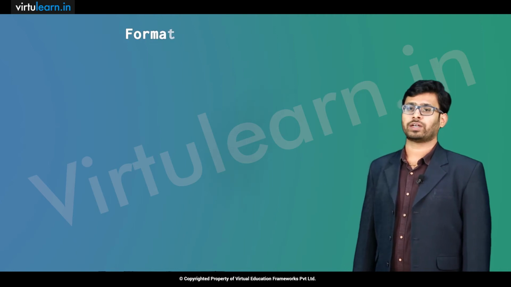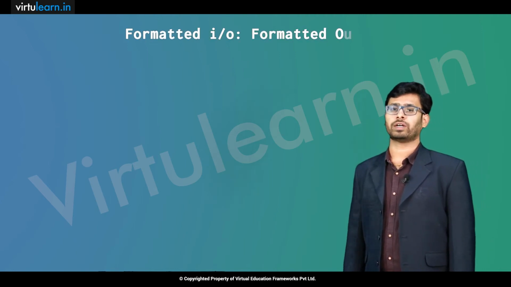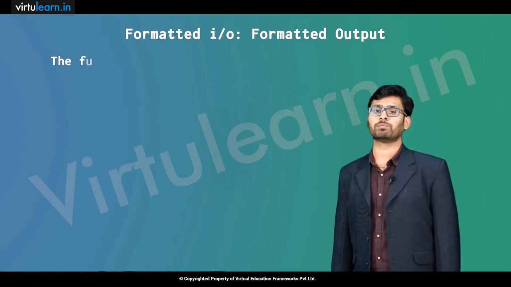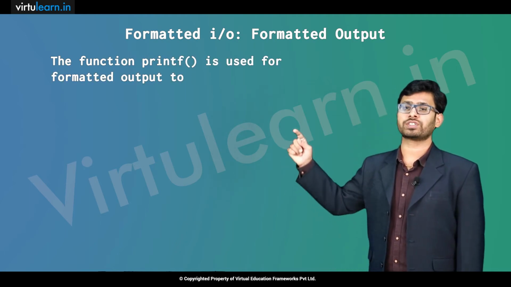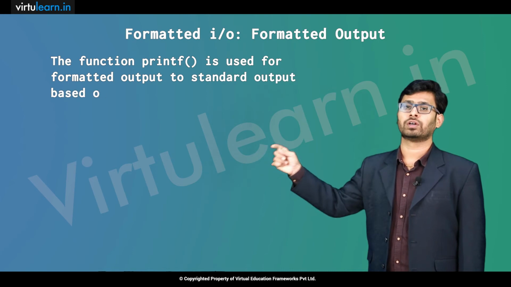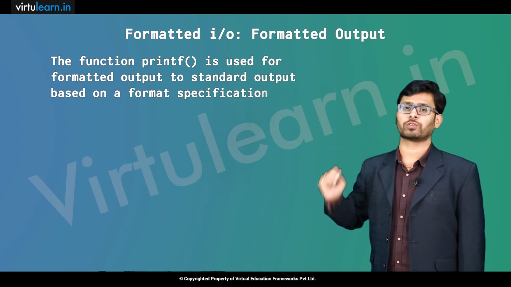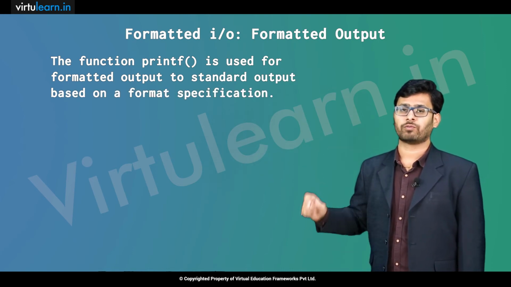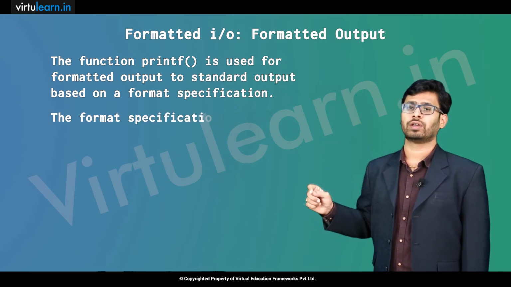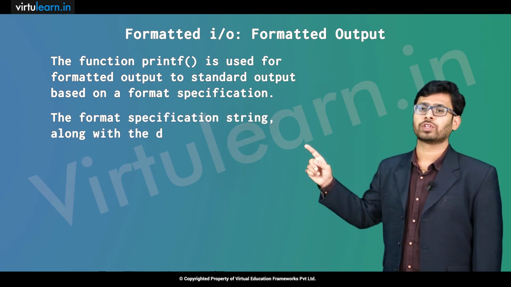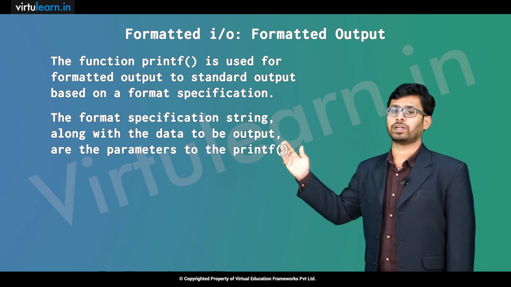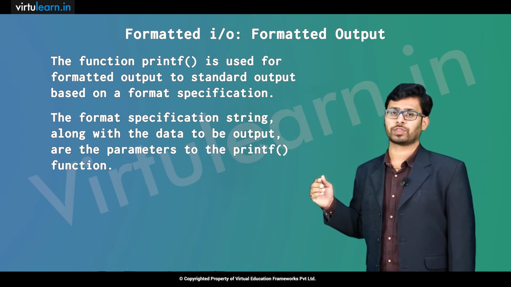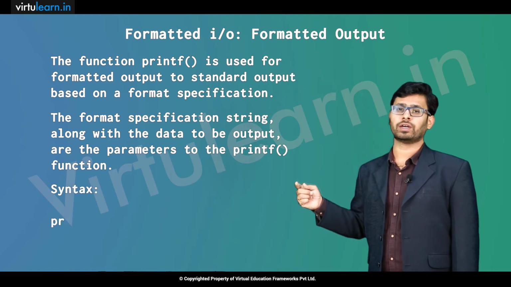Next, formatted I/O or formatted output. The function printf is used for formatted output to the standard output based on the format specification. The format specification string along with the data to be output are the parameters to the printf function that we are passing. The syntax is printf followed by the format and data 1, data 2 and so on.